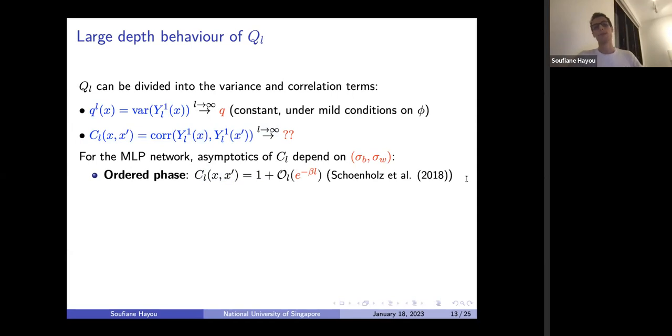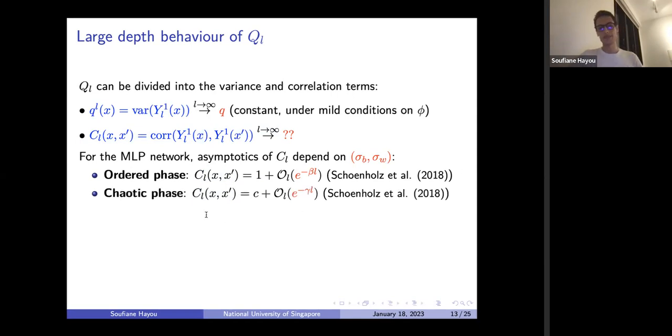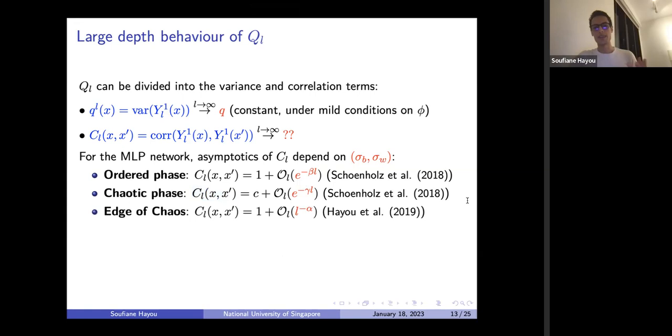Okay. Right. The second case is what we call the chaotic phase. In this case, this correlation will converge to a constant C that is typically between 0 and 1, so it's different from 1 and different from 0. This also converges exponentially quickly, right? Okay. The third case is called the edge of chaos. In this case, we still have convergence to 1, but it happens at a much slower rate, a polynomial rate, okay?